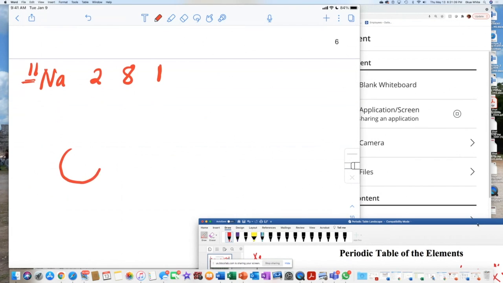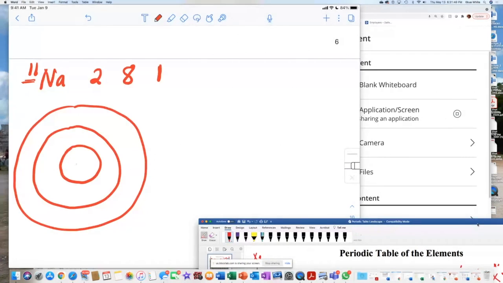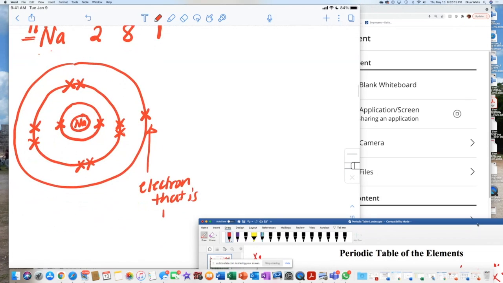So I'm going to draw 3 rings, and these rings will represent the energy levels. So it's kind of like what we discussed with Bohr's model, okay? With sodium being right here in the middle, and that's the nucleus for sodium. So energy level 1 has 2 electrons. Energy level 2 has 8 electrons: 1, 2, 3, 4, 5, 6, 7, 8. Energy level 3 has that 1 electron. When we say sodium loses 1 electron, this is the electron that's lost.